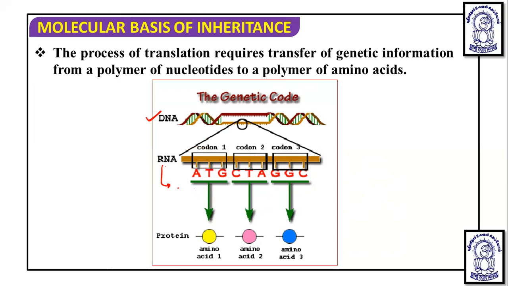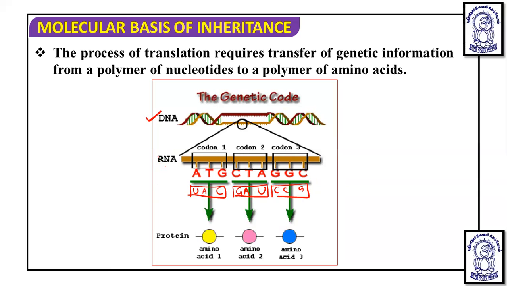Now RNA will have UAC, and here GAU, complementary to this sequence on the DNA. On DNA GGC is there, so it should be CCG. So this UAC will form one codon, GAU will form another codon, and CCG will form another codon on the RNA.